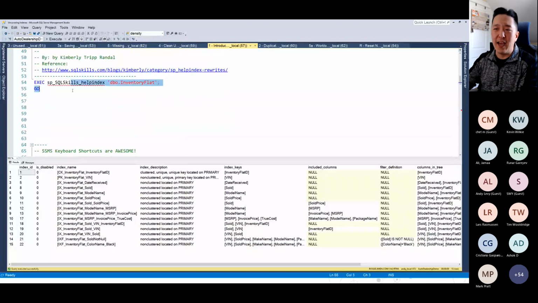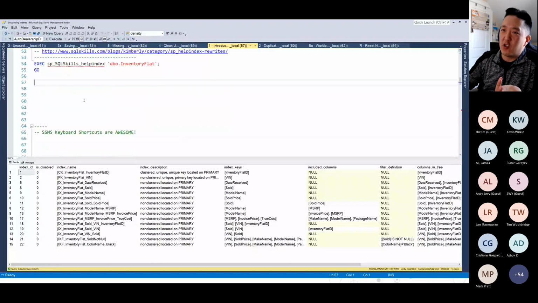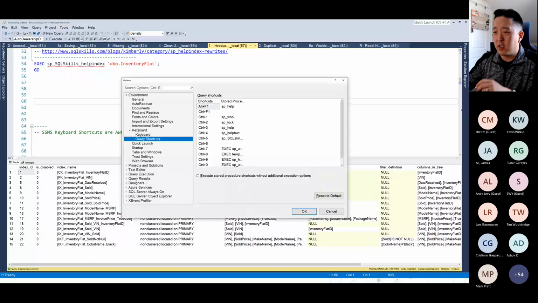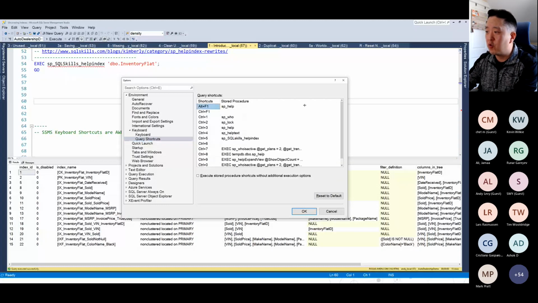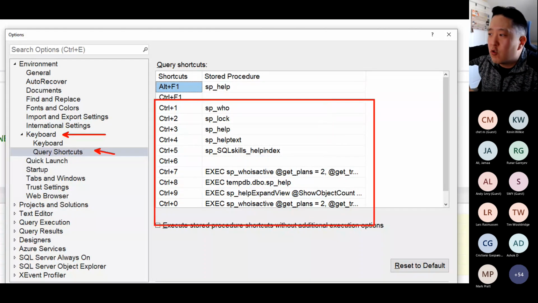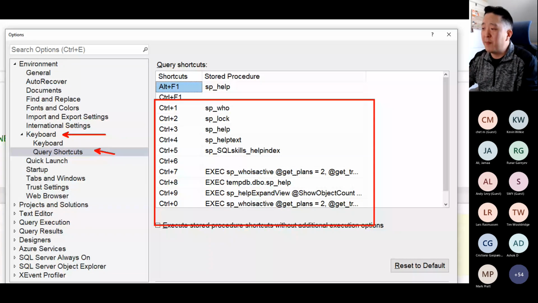So typing all of this out is not very functional, right? One quick tip that I love sharing all the time is that inside of Management Studio, I can go up to Tools, Options, and Query Shortcuts, and then under keyboard query shortcuts, I can map the Control number keys to a whole bunch of different stored procedures or other pieces. For example, I have sp_whoisactive here, of course. I have sp_helptext, sp_help, the SQLskills version of sp_helpindex.